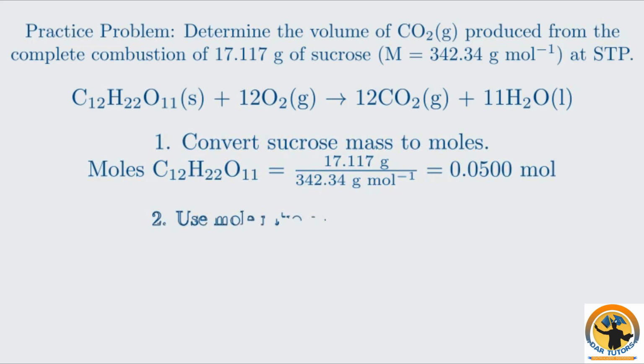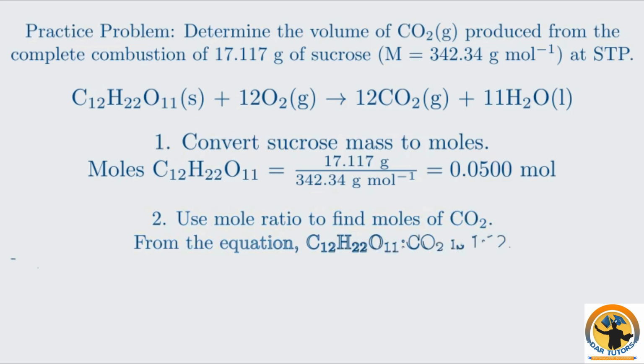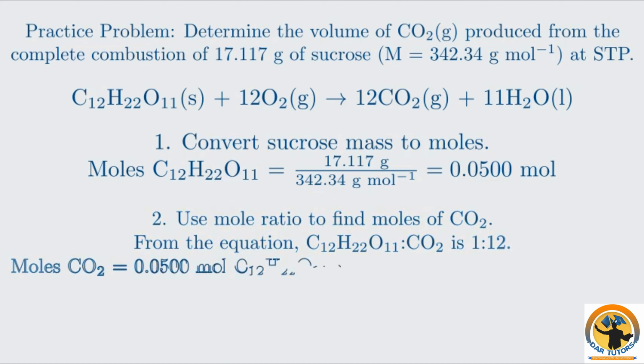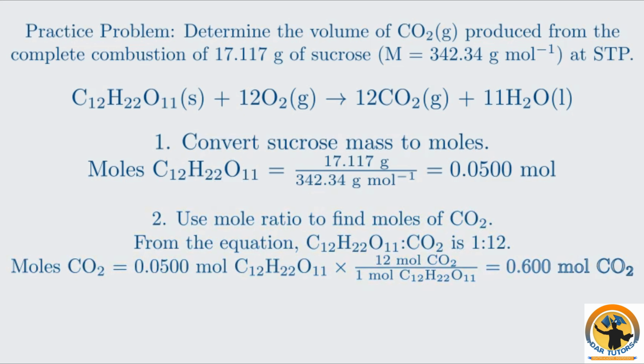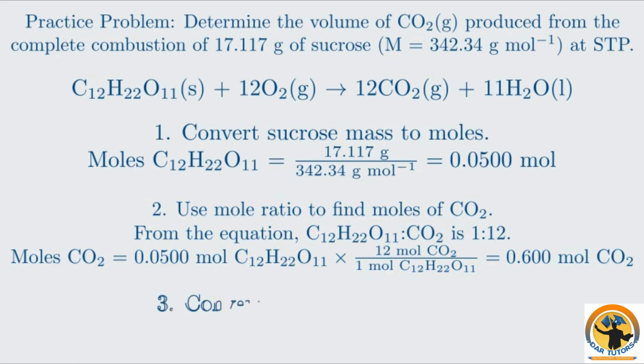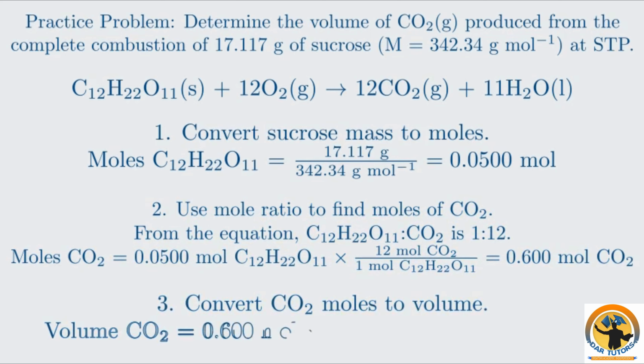Step 2. The mole ratio between sucrose and CO2 is 1 to 12, so moles of CO2 equals 0.0500 times 12, which is 0.600 moles. Step 3. Volume of CO2 is 0.600 moles times 22.7 dm3 per mole, which is 13.6 dm3.